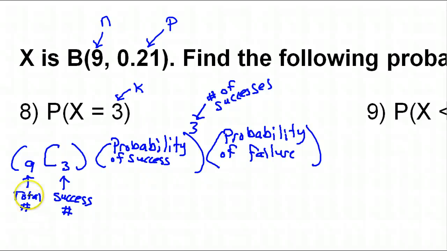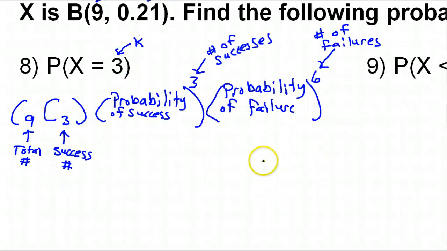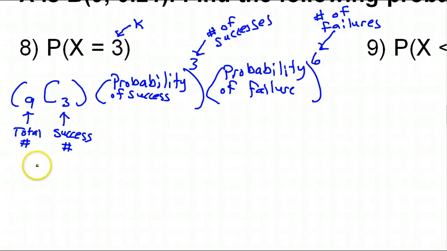Okay, now remember, this is the total number of outcomes. If there are 3 successes, which we put here, then that means there will be 6 failures. So here we put the number of successes, and here we always put the number of failures. Okay, so this is how you do this calculation. I'm going to leave that as a guide. So again, we have to do 9 choose 3.